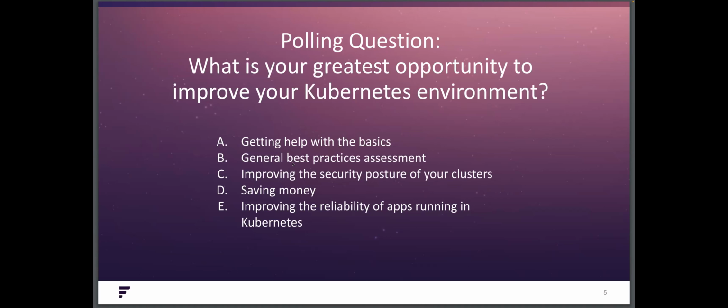Exactly. So it looks like we've got 14% looking for help with the basics, so maybe Andy did slip in his answer there. We got 38% getting a best practice assessment, 13% improving security posture of your clusters, and the remaining 38% improving the reliability of apps running in Kubernetes. I like that B and E, general best practices and improving reliability, are completely tied together, because if you follow the best practices, hopefully you have a reliable cluster. And I think that leads perfectly into the first tool that we're going to talk about today, which is Polaris.